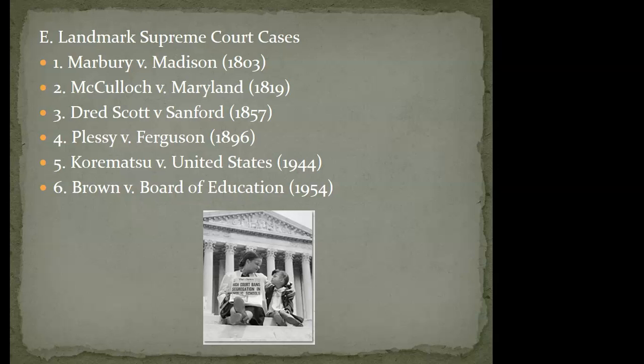Homer Plessy is arrested, and that gives him basically standing to sue not only the railroad company, but the state for having these segregation laws. It goes all the way up to the Supreme Court in 1896. They decide against Homer Plessy.